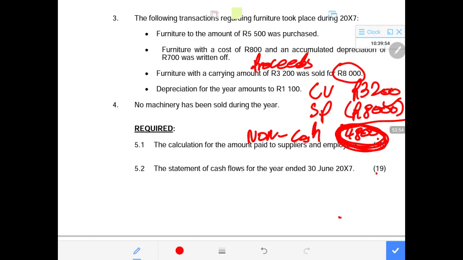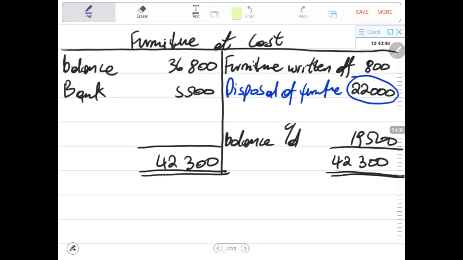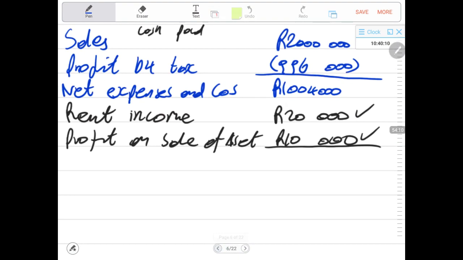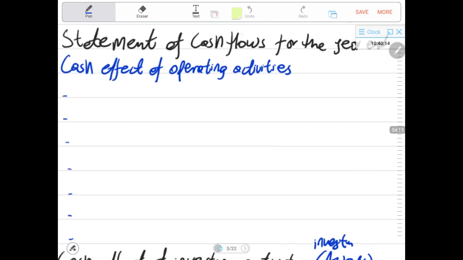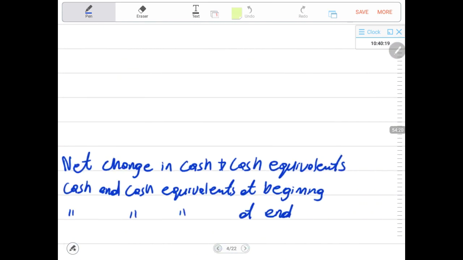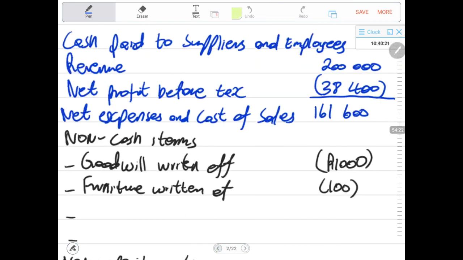So the 8,000 that we see here, 4.8 that you see here, is a non-cash item. We don't receive any extra amount when this 4.8 is recorded. It is for the purpose of the income statement that we record the 4,800 as a profit, but there is no money that is involved. So now, in other words, where do we then record this? We need to know that it is recorded under our cash paid to suppliers and employees.